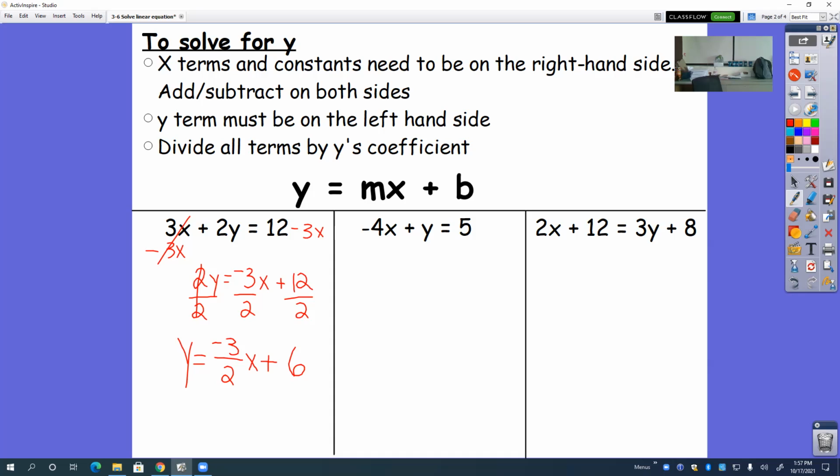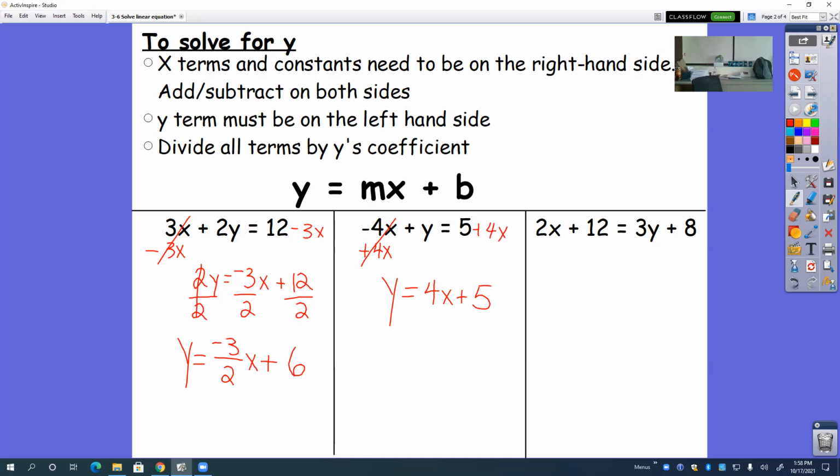Second example, negative 4x plus y equals 5. Negative 4x, we would just add 4x to both sides. And then rearrange it. y equals 4x plus 5.